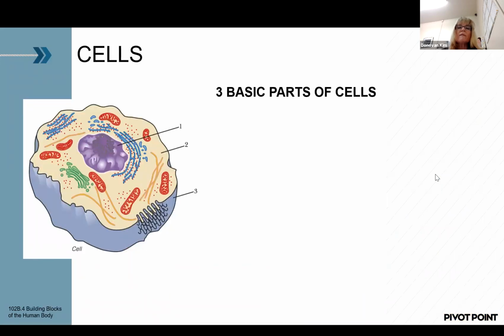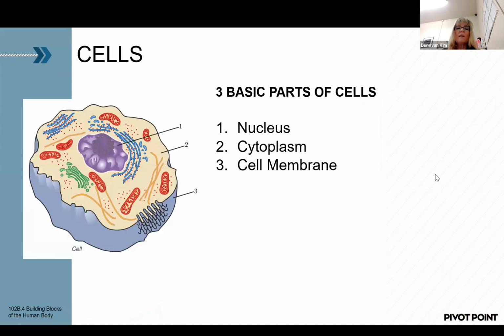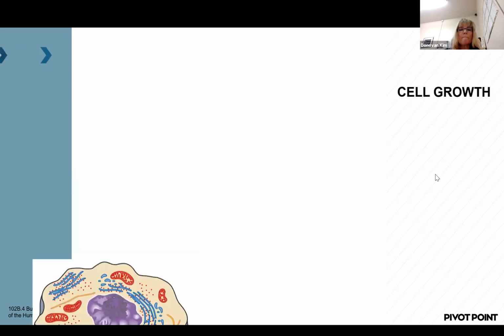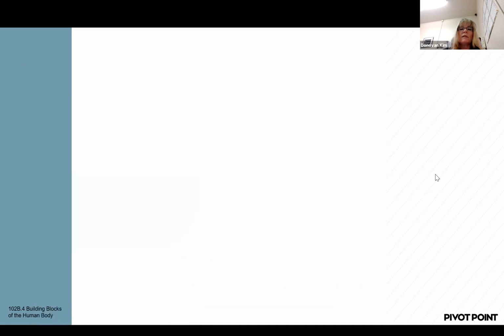There's 3 parts of the cell. So the cell is made of protoplasm, and these are the 3 basic parts of the cell, or the 3 main parts: the nucleus, the cytoplasm, and the cell membrane. Okay, so what is the cell made out of? It's made of protoplasm. What are the parts of a cell? The nucleus, the cytoplasm, and a cell membrane. And these are the ones that we need to know.